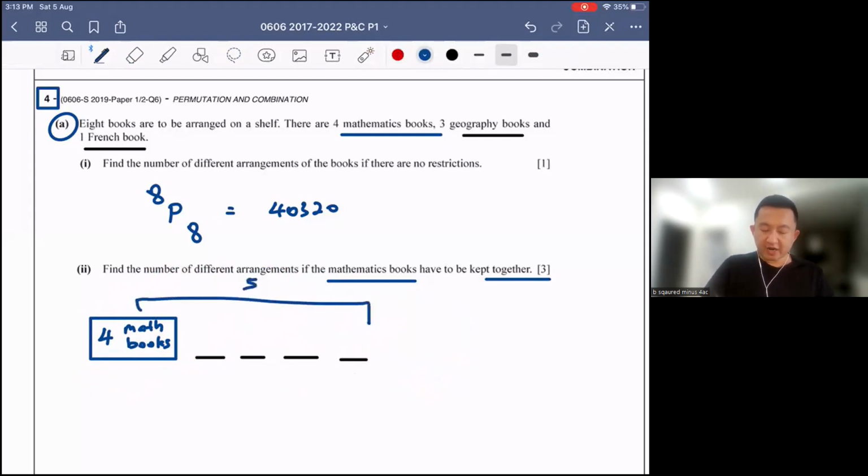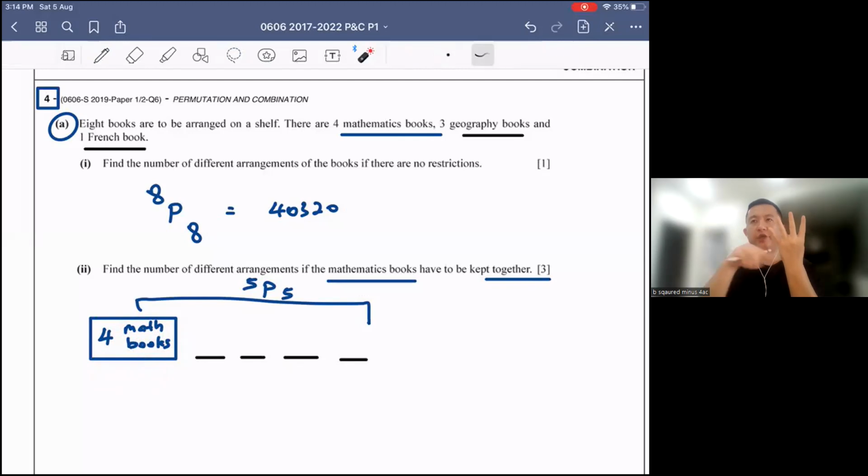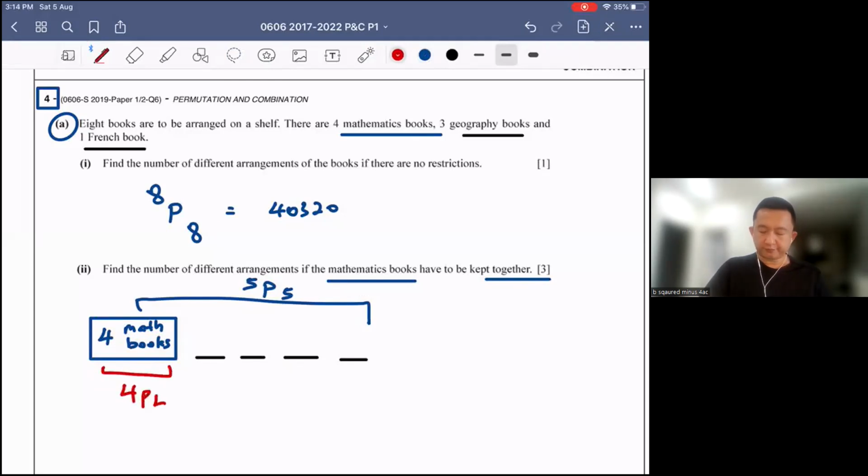5 entity. This is 5p5. Am I right? This is 5p5. Okay. So 5 slot, 5 entity, 5p5. But do remember, among the 4 books here, they can swap among themselves as well. Am I right? So whatever happened inside between the 4 math books, they can swap among themselves. That will be 4 books, and you arrange 4 slots. So that will be 4p4. So among the books themselves, it is 4p4.